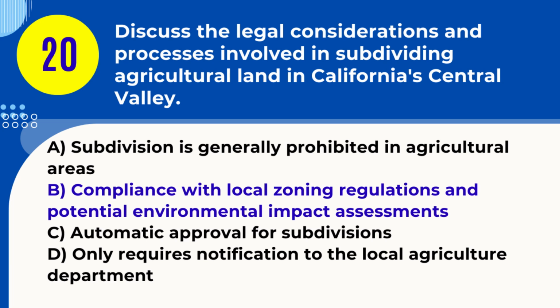Answer: B. Compliance with local zoning regulations and potential environmental impact assessments. Explanation: subdividing agricultural land in California's Central Valley requires adherence to local zoning regulations and may involve environmental impact assessments to ensure sustainable land use.